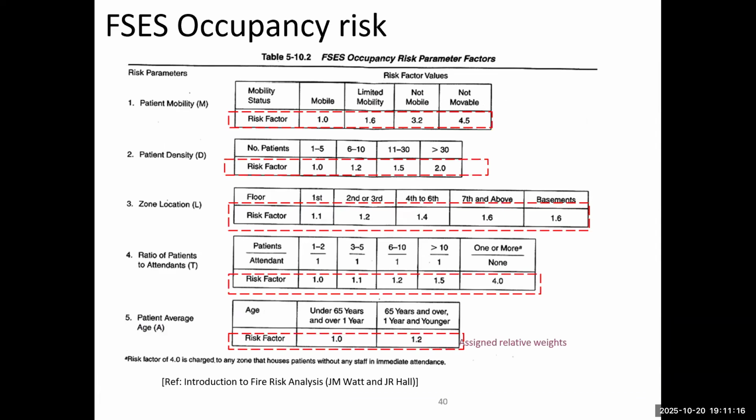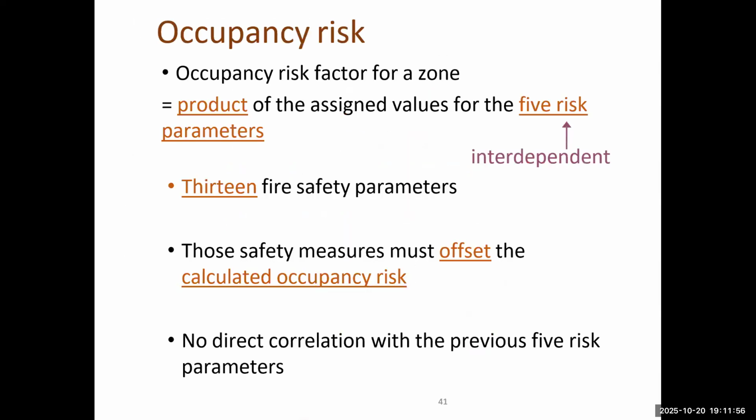For example, we can see here that a zone with not mobile patients would receive a much higher risk factor than for the mobile ones. For the mobile ones, we have the risk factor of 1, but for not mobile, we have the score of 3.2. This is reasonable because if we evacuate a bedridden patient, it is far more challenging and more time sensitive. So the overall occupancy risk factor for this zone is calculated by the product of the assigned value for these 5 parameters. So this will give us a single number that represents the demand side of the safety equation.